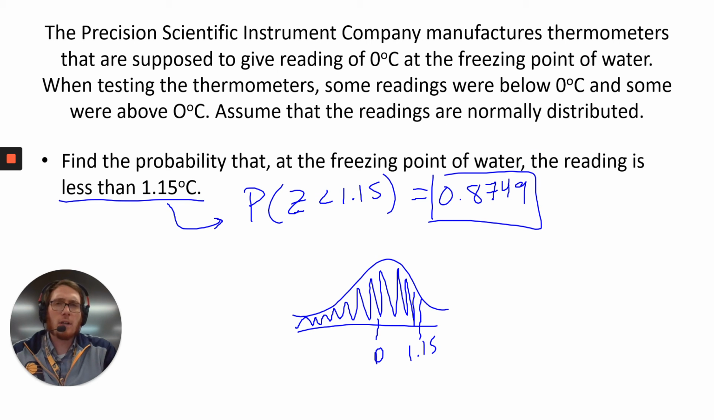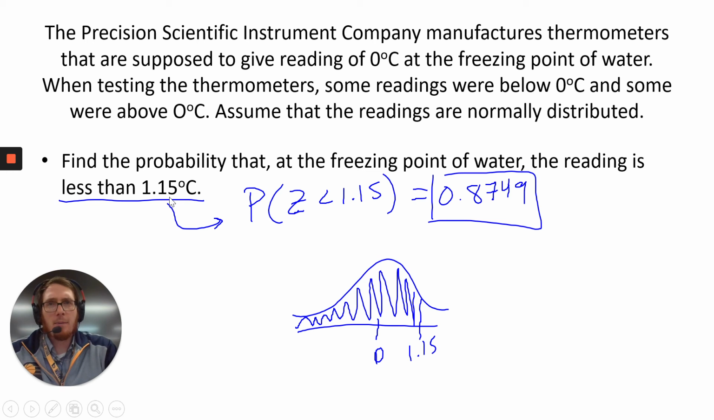Okay, the next question is just the one base case scenario of dealing with an application that's centered around 0, and that's with dealing with freezing points of water in degrees Celsius, so it should be at 0 degrees Celsius. And some of the readings are going to be above or below, and it's normally distributed. So this says find the probability that the freezing point of water on the reading of the thermometer is less than 1.15.